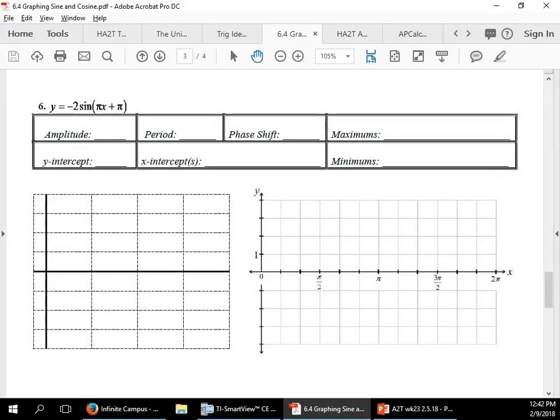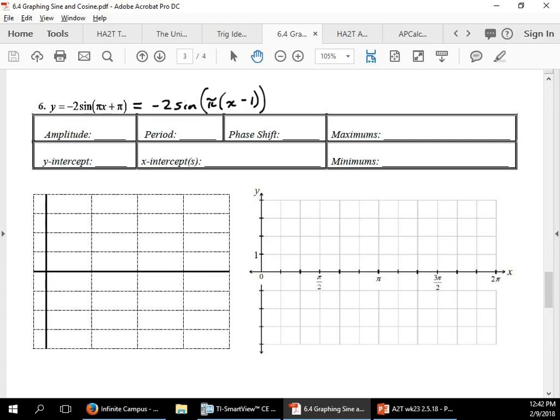Okay, look at that pi. What the heck is that pi doing right there? Let's rewrite this so that it's more visible. We have -2 sine, and I'm going to factor a pi out. I'm going to go inside here and divide each of those by pi. What do I get? I get x minus 1.